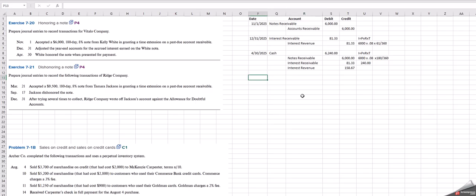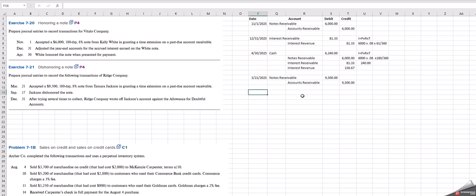Then we'll come down to the dishonoring of the note below. Prepare the journal entries to record the following transactions of the Ridge Company. On March 21st, they accepted a $9,500 180-day 8% note from Tamara Jackson in granting a time extension on a past due receivable. Same thing we did up here: we're going to debit the notes receivable for the $9,500, and then credit the accounts receivable again, because we accepted the note and gave her longer to pay.